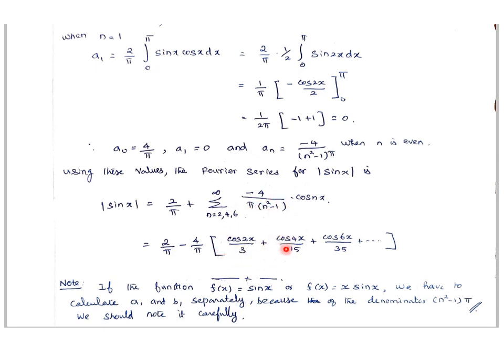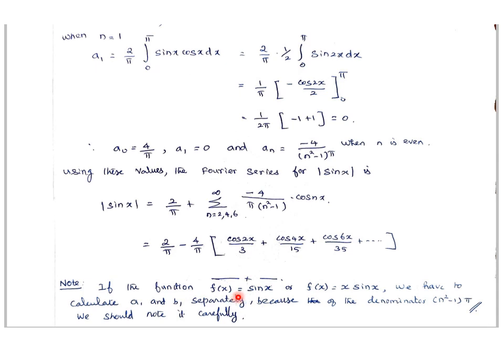4 minus 1 by 3. Next, for the value of 4, the denominator will become as 15. Cos 4x by 15 plus cos 6x by 35 plus etc. Therefore, for f of x equal to modulus of sin x, this mod sin x is written in terms of Fourier series as like this.